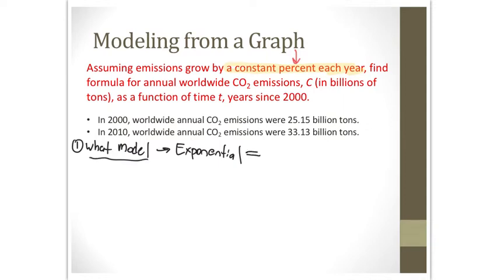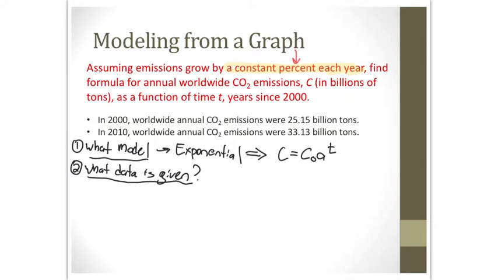And since we're using an exponential model, this means that our model is going to look like C is equal to C0 a to the t. And then a good next step would be, well, what information are we given? And so before I proceed through this, it would be useful to know what points I am given and how they might fit into this formula.